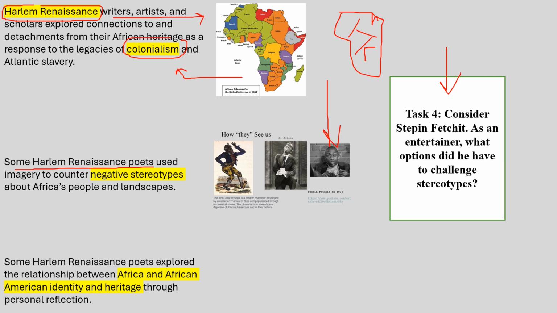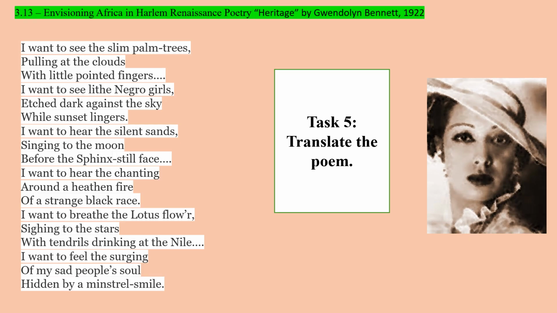Some Harlem Renaissance poets use imagery to counter the negative stereotypes. So we've looked at photos. In a minute, we're going to start looking at some of the poetry. And those poets are trying to establish some sort of African identity. The first source you're going to analyze as one of these poets is this one right here, Envisioning Africa. Task 5, you want to translate the poem.